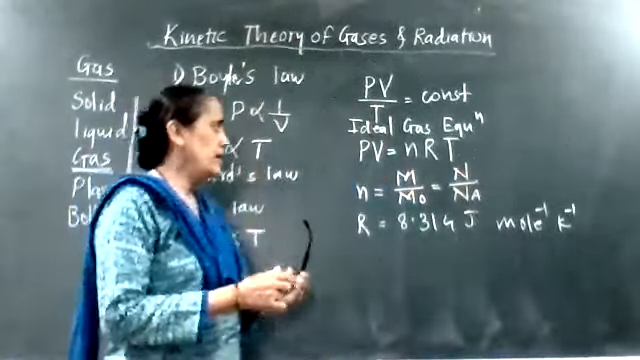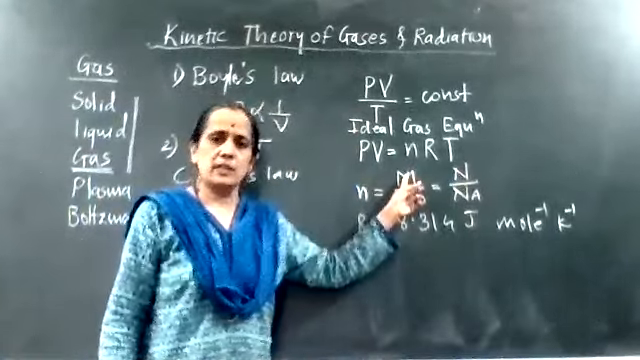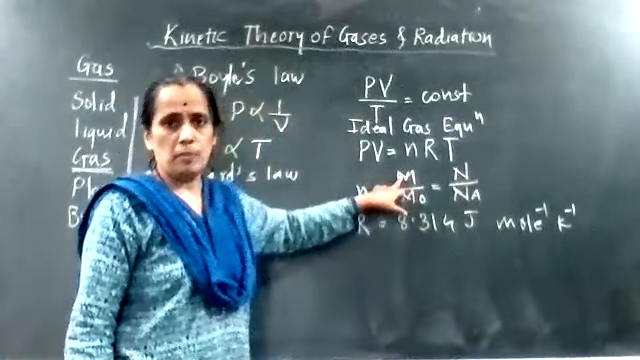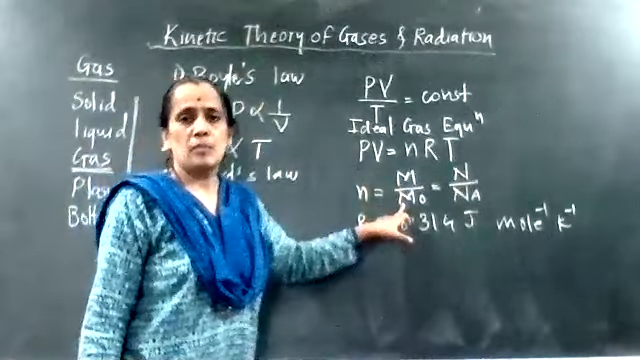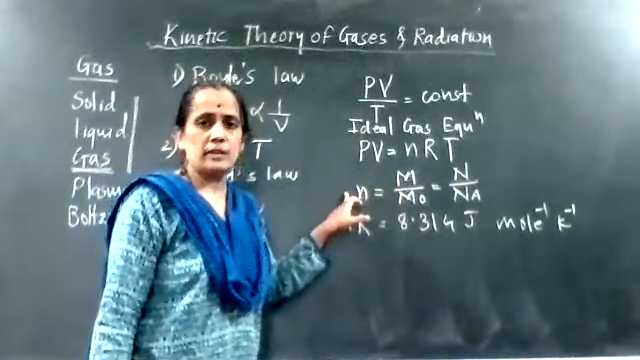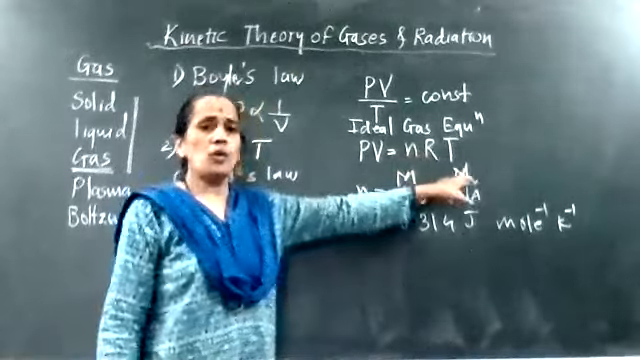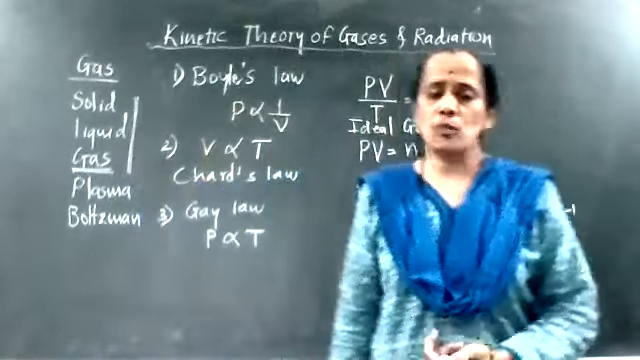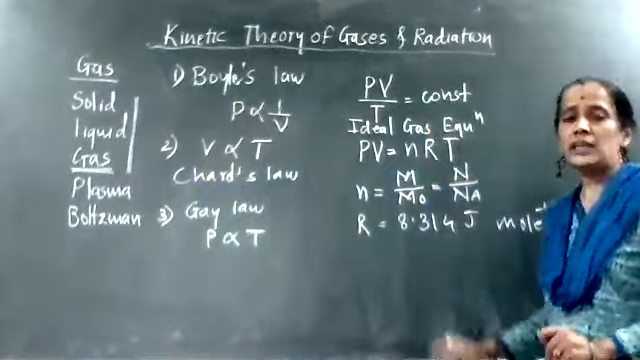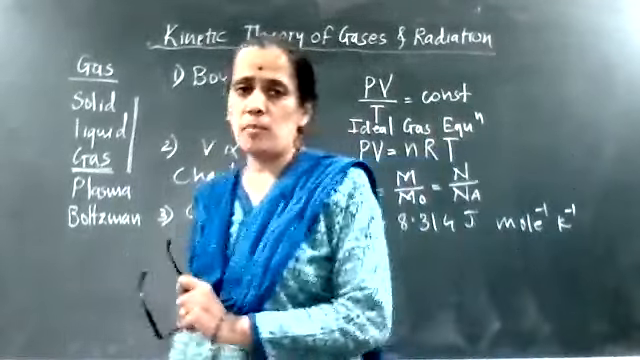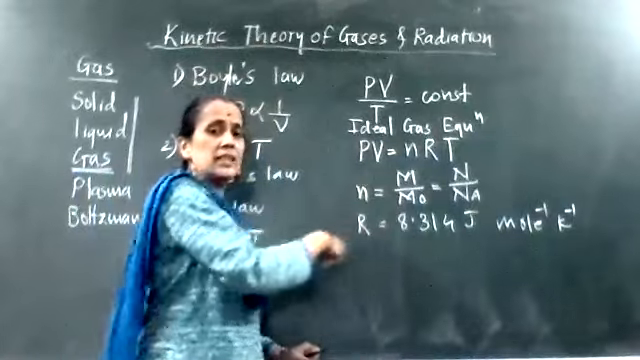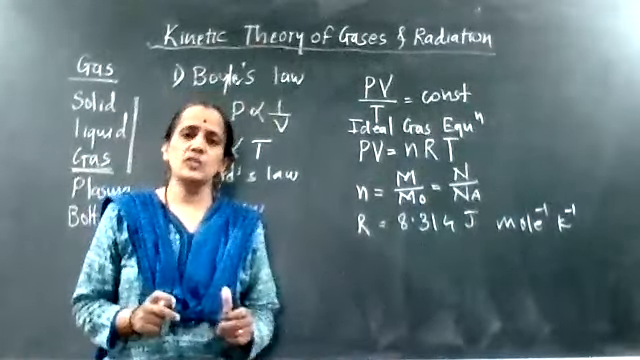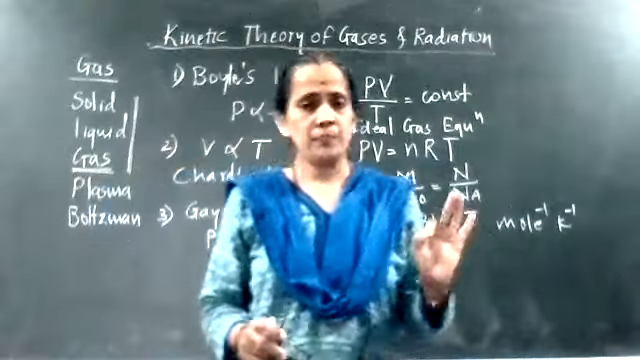Now what is the meaning here? M is the mass of the gas. Mo is the molar mass of the gas. So the ratio of the mass of the gas to the molar mass of the gas is n, the number of moles. Or it is the ratio N upon Na, where capital N is the number of gas molecules and Na is the Avogadro number. In that manner, the gas is related with these three physical quantities: pressure, volume and temperature. Right?